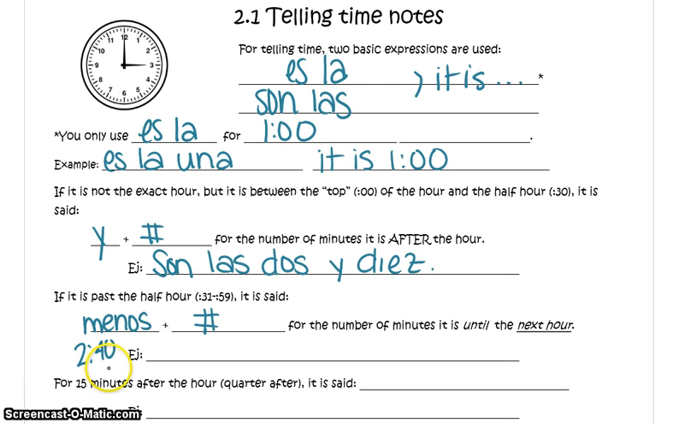2:40, instead of saying it is 2 and 40 minutes, we're going to say that it's 3 minus 20 minutes. So son las tres menos veinte. It is 3 minus 20 minutes, or it's 20 to 3.